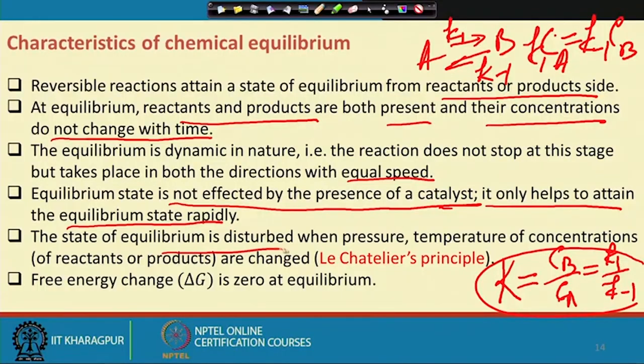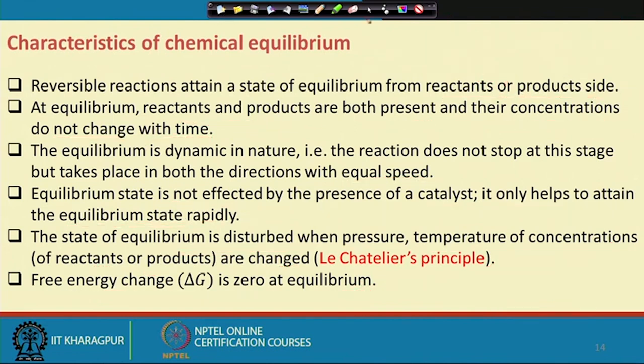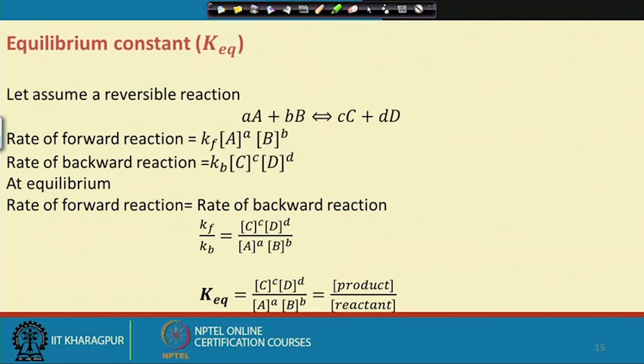The state of equilibrium is disturbed when the pressure, temperature and concentration of reactant and products are changed, according to Le Chatelier's principle. The free energy change is zero at equilibrium. This I already explained in the last lecture. Now, we can explain the reaction like this: the rate of forward reaction is explained like this, the rate of the backward reaction is like this, and under equilibrium condition both are the same. So the equilibrium constant is the concentration of product divided by the concentration of reactant.